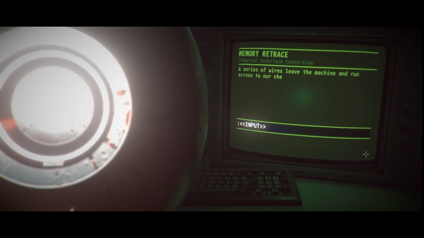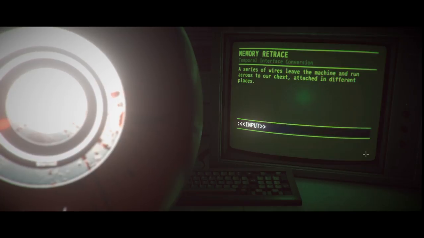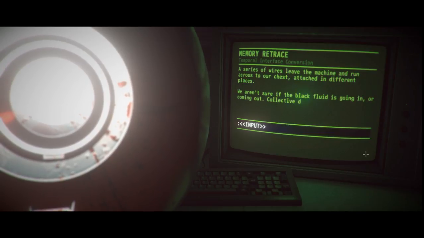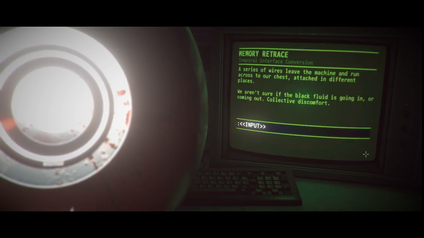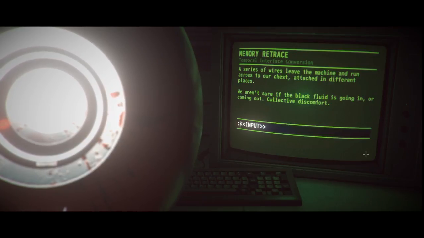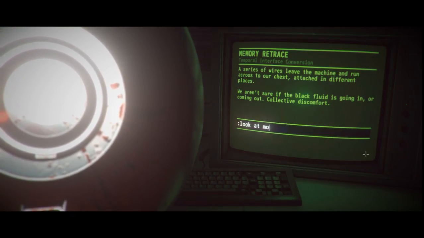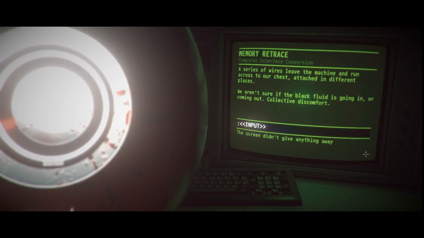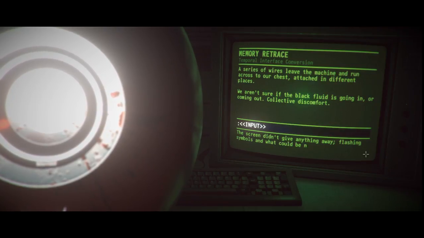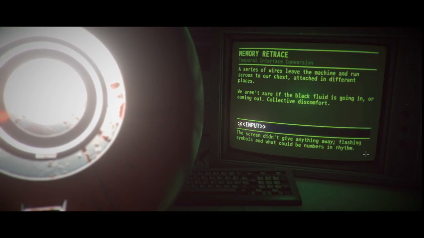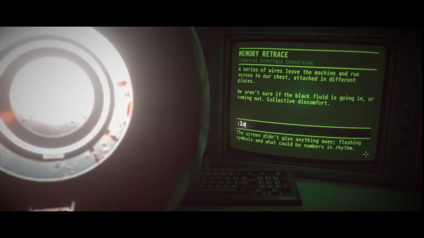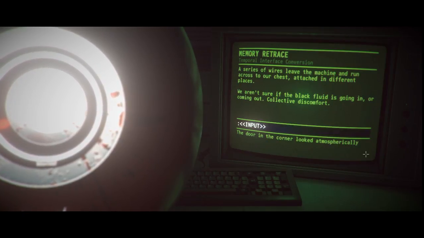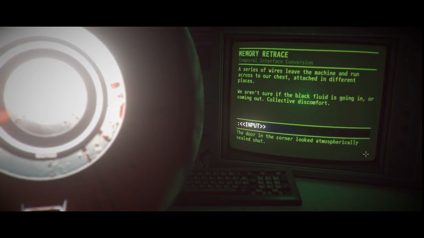A series of wires leave the machine and run across to our chest, attached in different places. We aren't sure if the black fluid is going in or coming out. Collective discomfort. The screen didn't give anything away. Flashing symbols in what could be numbers and rhythm. The door in the corner looked atmospherically sealed shut.